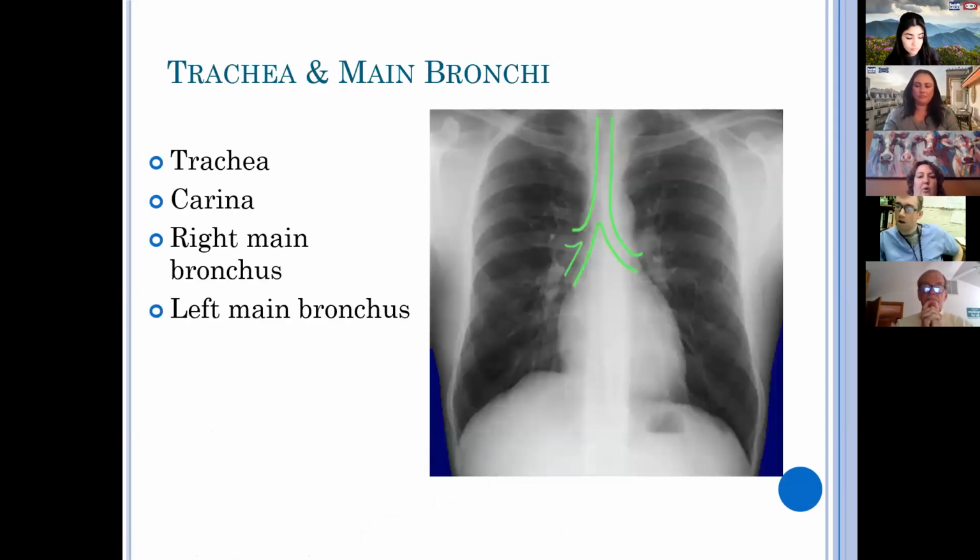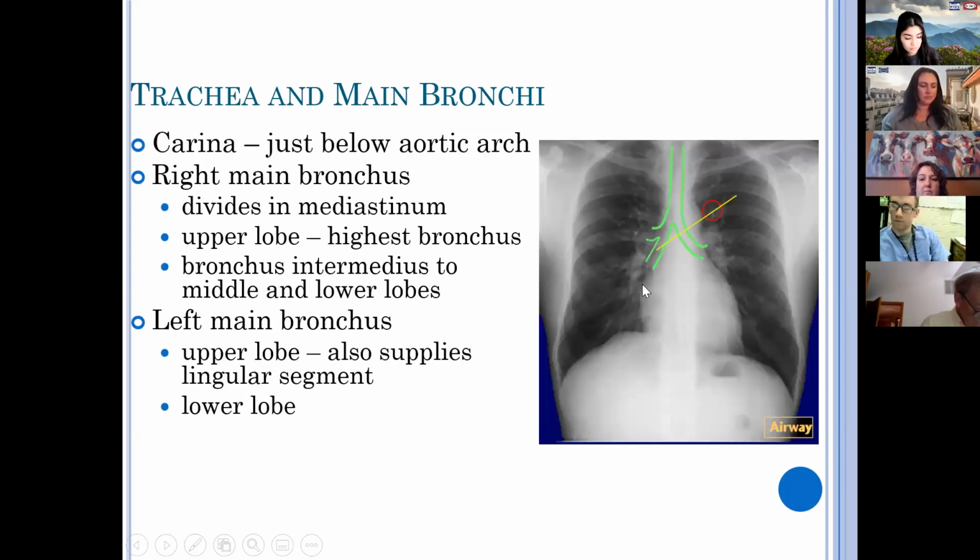The trachea and the main bronchi, I pointed those out earlier on, but the trachea usually starts at the top of the film and works its way down to the carina, which is where things branch into the right main bronchus and the left main bronchus. The carina lies just below the aortic arch. And then you've got the right main bronchus that divides within the mediastinum.